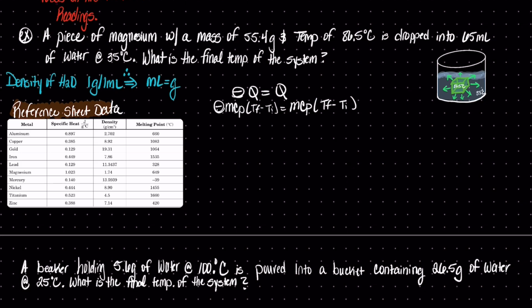I like to plug and chug my hot side in first because I keep all of the bits and pieces together. So I'm going to go ahead and with my orange highlighter here, label my magnesium as the hotter thing because it's hotter. It has an initial temperature, I know that to be my TI of my magnesium, and a mass, that's my M. And that's all the information I got from my hot side.